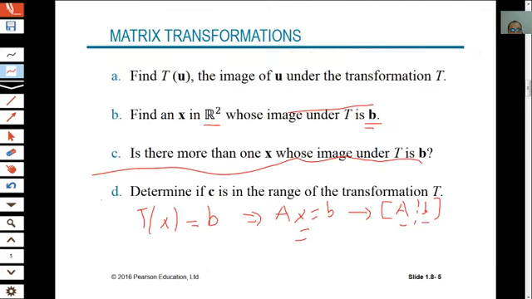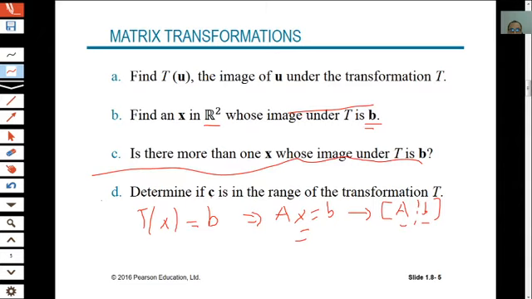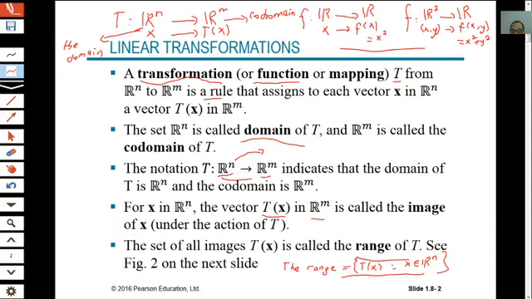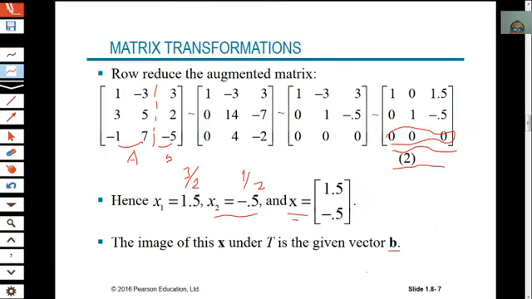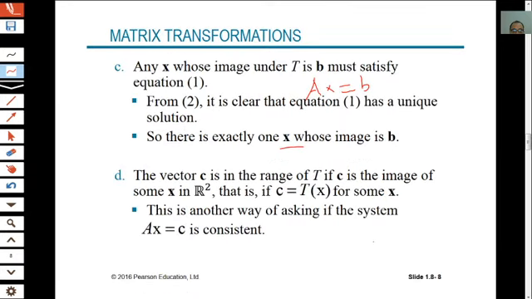So the last question: determine if c is in the range of the transformation T. What is c? c is a vector in the codomain of the transformation, which has three components, you see. We should determine whether c is in the range, which means that, if you remember the set notation of the range written here, c should be of the form T of x. We should find at least one x in the domain of the transformation such that T of x is equal to c.